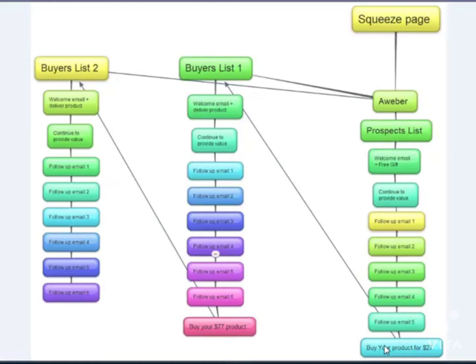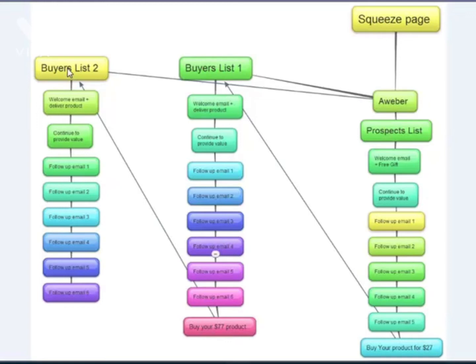So after they've purchased your low price product, as I said earlier, they get transferred to your buyers list, and then they go through your emails, and then if they buy your second product, which is maybe at $27, they then get transferred to buyers list number two. So all of the customers in your buyers list number two have purchased your first product and your second product. So your buyers list number two are going to be your most valuable customers.